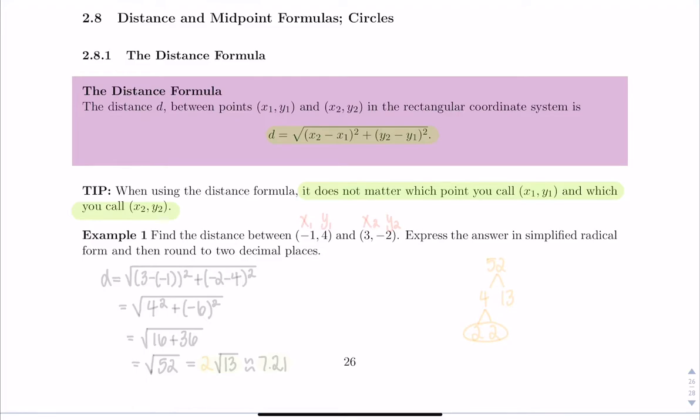So -1, 4 will be x1, y1. And 3, -2 will be x2, y2. So d is equal to the square root of x2, 3 minus x1, which is -1 squared, plus y2, which is -2, minus y1, which is 4 squared.